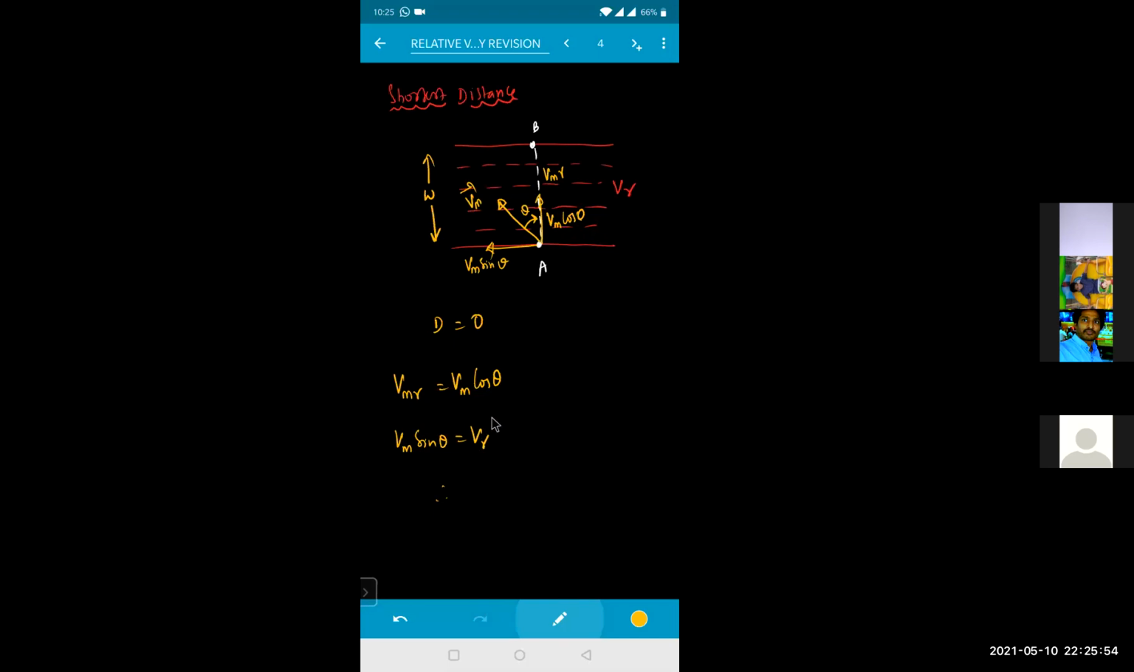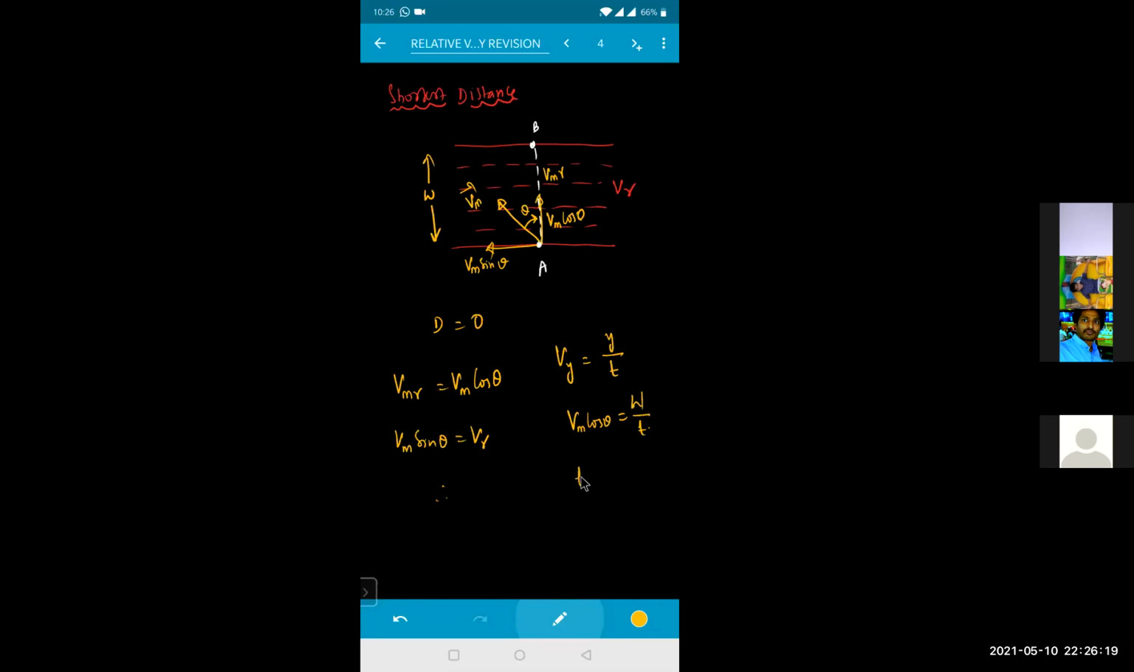Clear for everyone? So for the shortest distance, Vm cos theta is along the width, and Vm sin theta will be equal to the velocity of the river. That means Vy will be equal to the y component divided by t. From this, Vm cos theta is the y component, which is the width divided by the time taken.